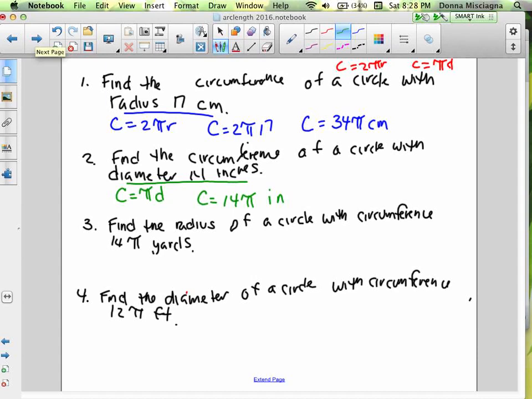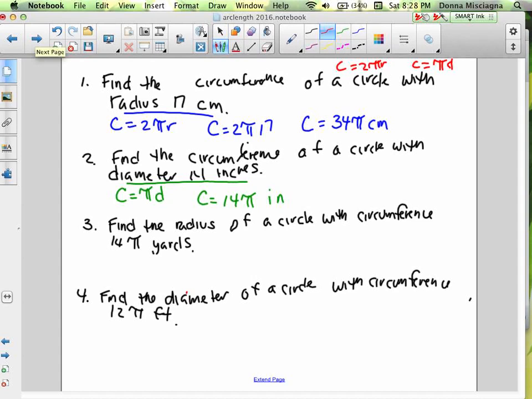Find the radius of a circle with a circumference of 14 pi yards. I did change that problem just a tad from the one in your notes. Just add a pi to that question. It's a lot easier to find the radius this way. You'll have a much prettier number. So go ahead and find the radius, and then I'll go over the answer.